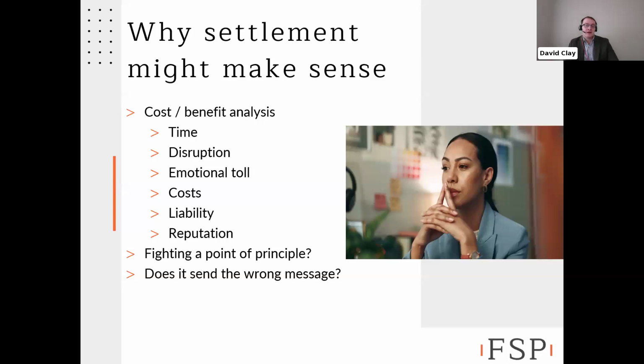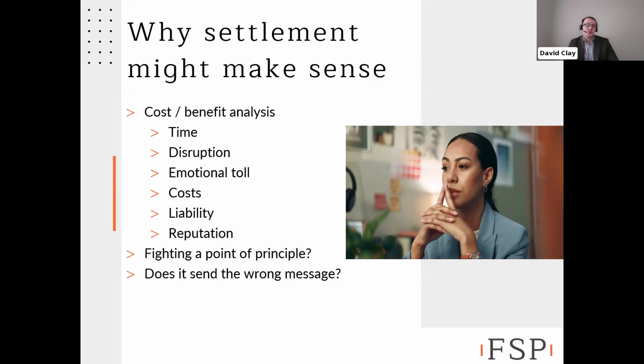Emotional toll is certainly important to take into account. It can be pretty stressful if you're having to deal with litigation or formal processes. The employee can be pretty emotional or angry towards certain people in the business. So that certainly needs some thought as to whether, if you don't settle, you're prepared to go through the emotional stress that's going to come with dealing with the formal process.